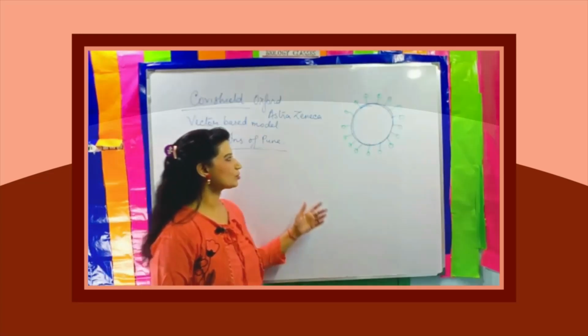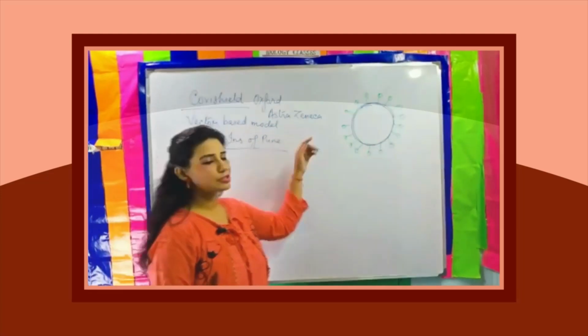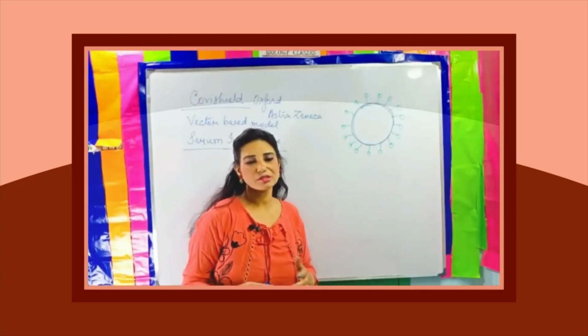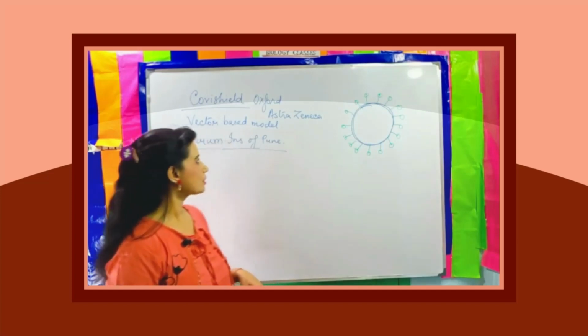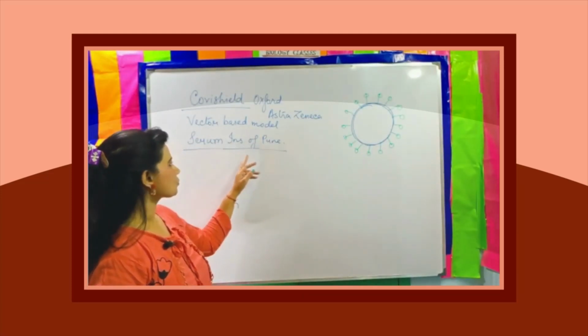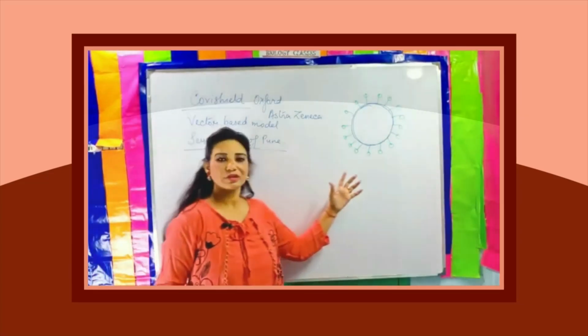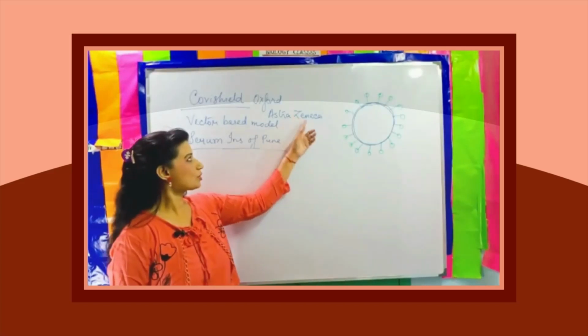So let me first talk about the vaccine. Covishield is Oxford AstraZeneca, a vector-based model of vaccine, and this is manufactured by Serum Institute of Pune. So in this case, the vaccine is a vector-based vaccine based on the Oxford AstraZeneca model.